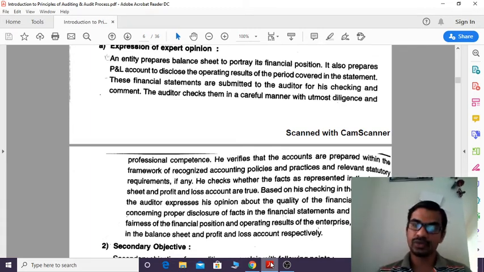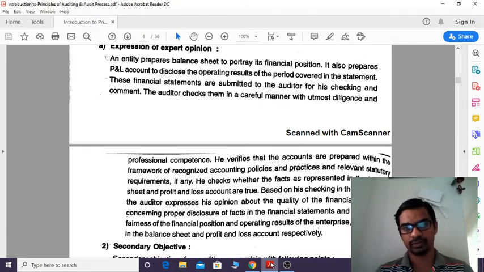Already in the definition we discussed that auditing is an examination of the financial records of the business organization. Various financial records are prepared there. The P&L account shows the operating results of the organization, and the balance sheet shows the exact financial position of the business organization. So the auditor examines these statements to verify that they are prepared according to accounting norms, and that they show real, factual information about the business.